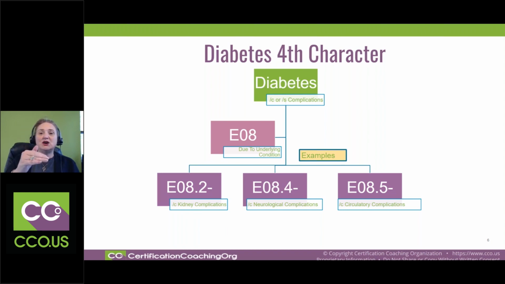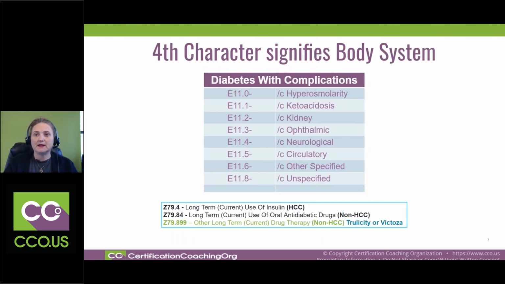So with E08 and the patient has complications, you have 3 choices. You have kidney, neurological, or circulatory complications. Now, E10 and E11 have multiple, but with E08, 3 choices, the fourth character by body system. If we look at E11, again, we're just going to pick type 2, and we want to know what that fourth character stands for, then we're going to have this little chart.